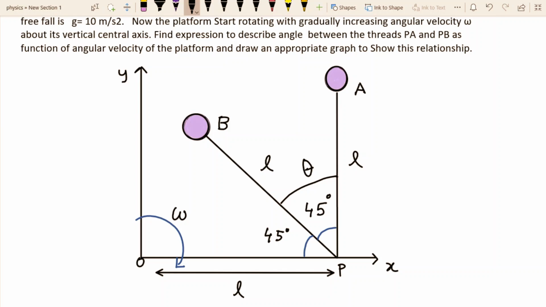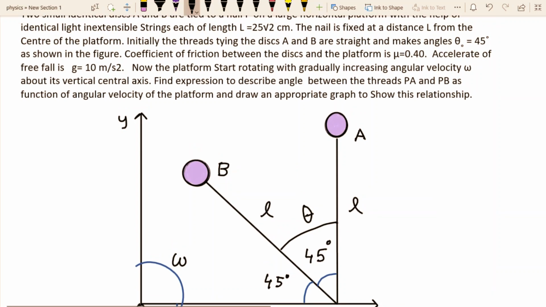Okay, so now let us start. Another important point: disk A and disk B are connected by threads of length L, and this point P is the point where the nail is attached, so the thread length is always L. It does not change because the thread is inextensible.